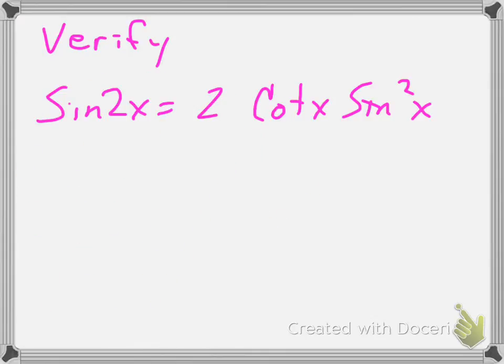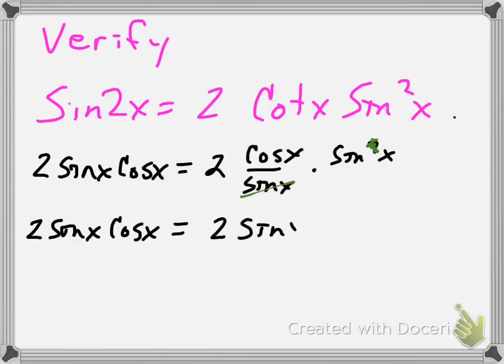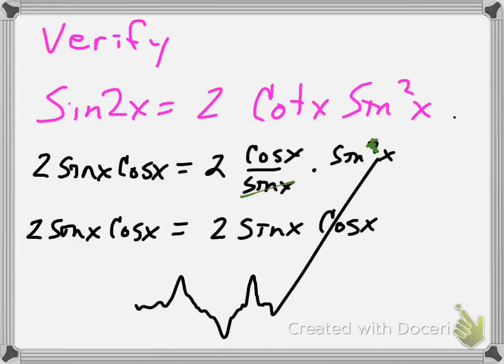On the left side, I'm going to change that using the double angle formula, because that's the only thing I know how to do with sine 2x. On the right side, I'm going to change cotangent to cosine over sine. Then I see that on the right side I have a sine on the bottom and 2 on top, meaning I could cancel 1 from the bottom and 1 from the top, leaving me 2 sine x cosine x equals 2 sine x cosine x.